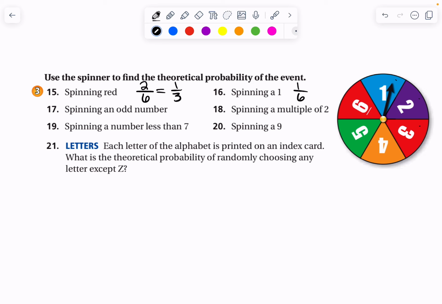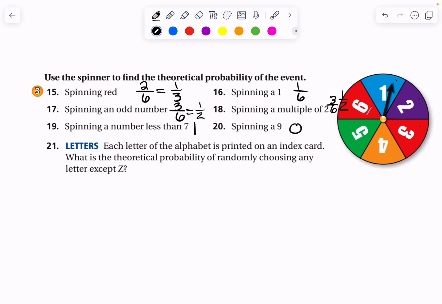Spinning an odd number, I'm going to have 3 out of 6. The 1, the 3, and the 5 are my favorable outcomes there, which simplifies to 1/2. Spinning a multiple of 2, that would be 2, 4, or 6. So again, that's going to be 3/6 or 1/2. Spinning a number less than 7 would be a probability of 1, or you could write 100%. And spinning a 9 would be 0.